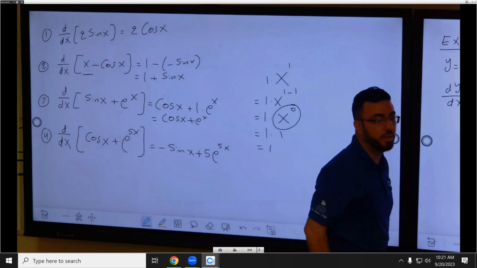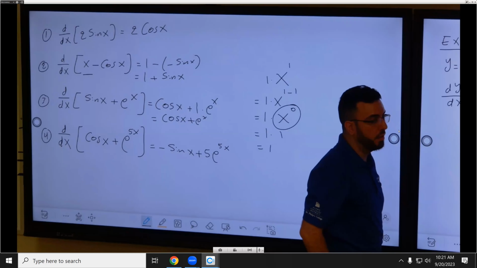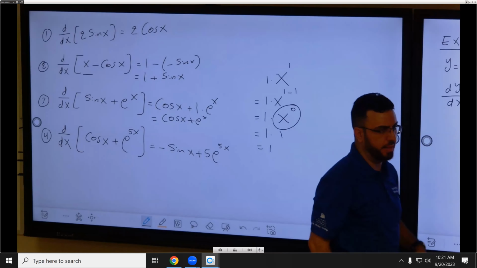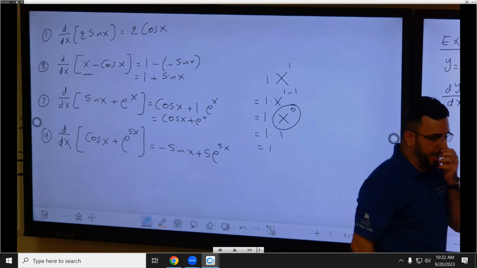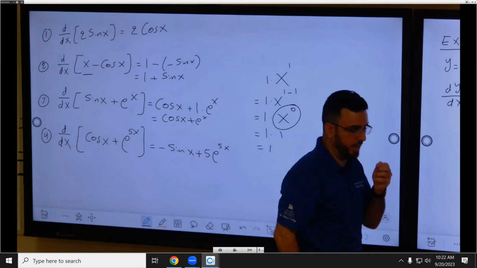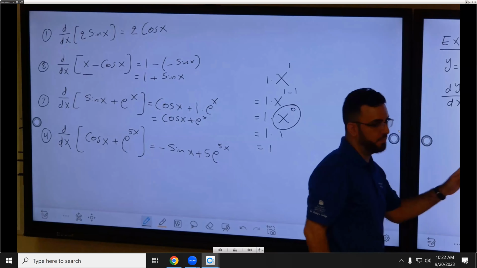Yes or no? Go ahead. Can we take multiple derivatives? Yeah, but we don't need the second derivative. We don't need it now. Okay? We just need one derivative. But if you take the second derivative, it's going to be the slope of the slope. Okay? That's the first one.